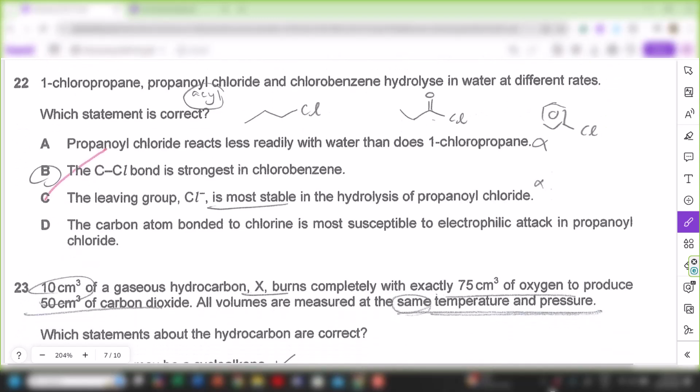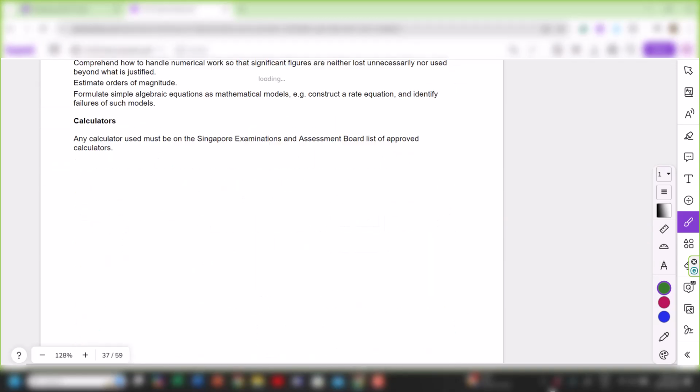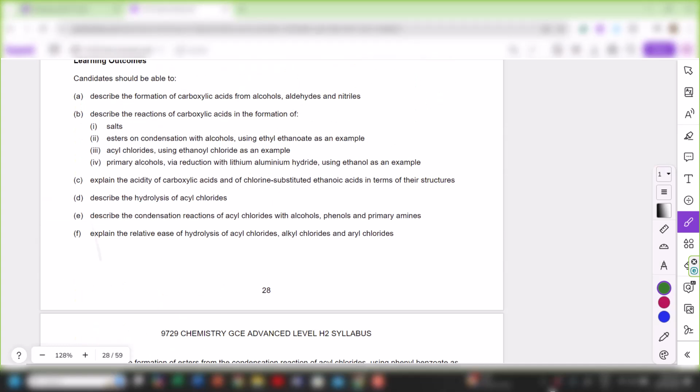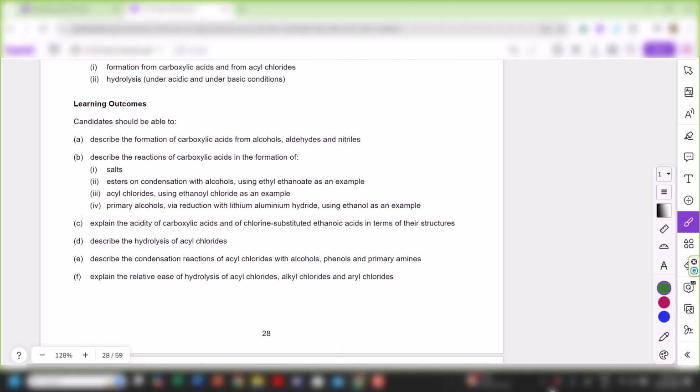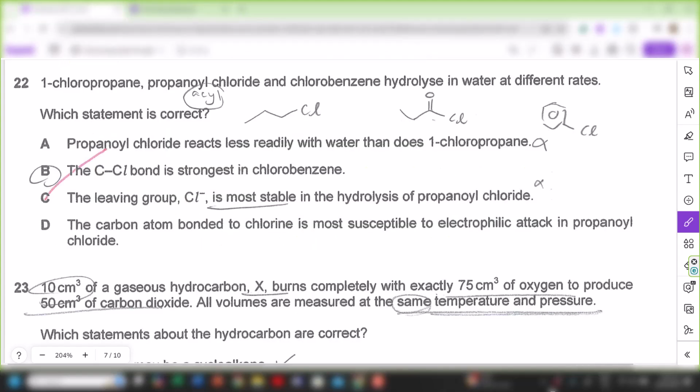Question 22. We have 1-chloropropane, propanoyl chloride, and chlorobenzene hydrolyzed in water at different rates. Which statement is correct? If you take a look at your syllabus documents, that is under carboxylic acid derivatives. I'm just going to show you where it is. It's over here, learning objective 11.7F. You're supposed to explain the relative ease of hydrolysis of acyl chlorides, alkyl chlorides, and aryl chlorides. This is usually asked in structured free response questions, so the answers usually span around half to three-quarters of a page.